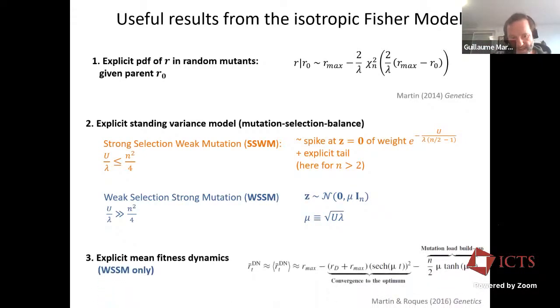And in the weak selection, strong mutation regime, and only in this one, we also have the expected trajectory of mean growth rates over time as you adapt after a shift in the environment. So here, that's what would happen in a strongly polymorphic regime: weak selection, strong mutation. Mu is our parameter here, the square root of u times lambda. Rmax is the peak height. Rd is the decay rate. And that's what would happen in a deterministic model.